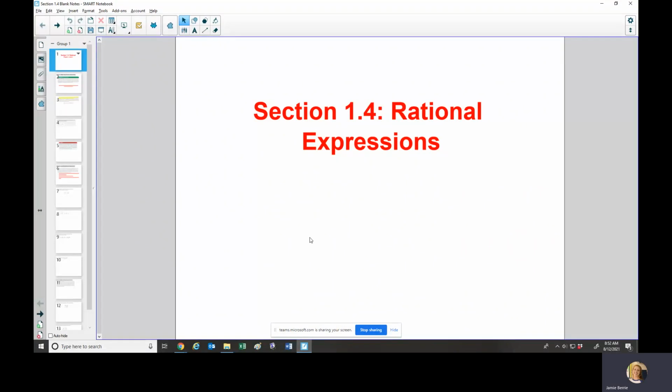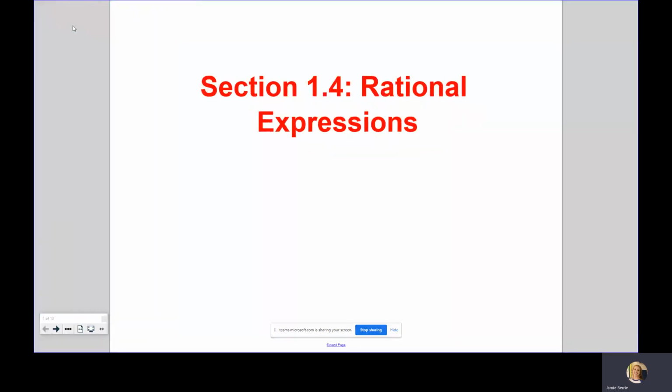We're going to start section 1.4 in this video. This will be a two-part video because this section is not long, but the problems can sometimes take a considerable amount of time. So I'm going to split it into two videos. This section is 1.4. It's called Rational Expressions.